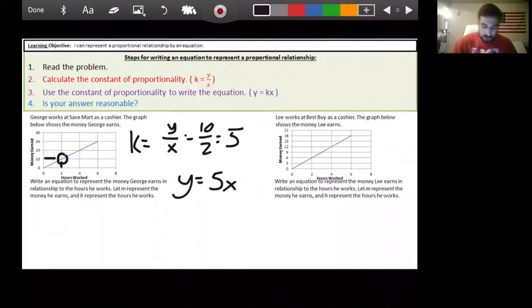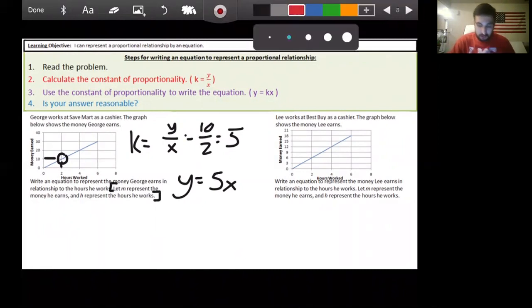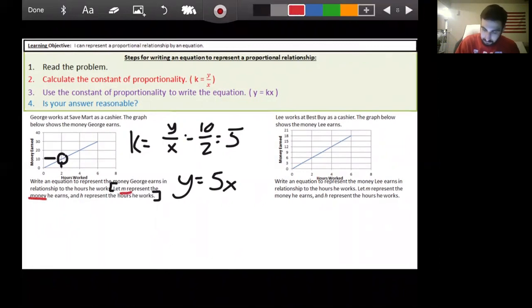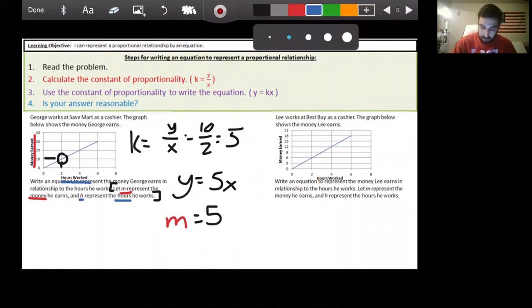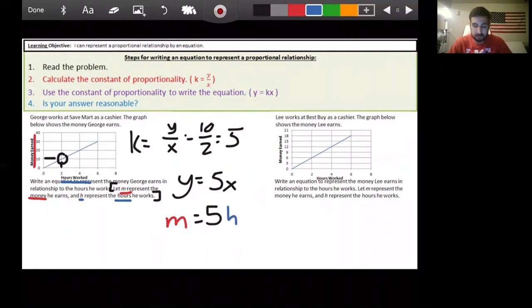However, this question says, let m represent the money he earns and h represents the hours he works. So m is going to be money and h is going to be hours. So I see hours right here in our x, and then I go and I see money over here on our y. So if money goes with y, I will make y become m, is equal to the constant of proportionality of 5, and hours I can see is my x-axis, so m is equal to 5h. So the money is equal to 5 times h, which would be our equation here.